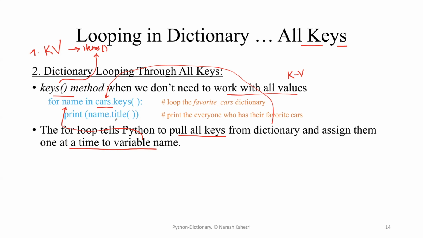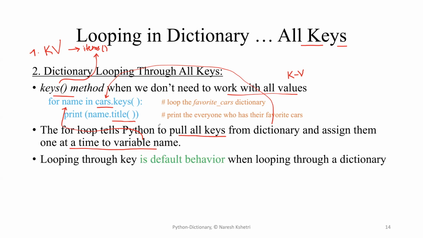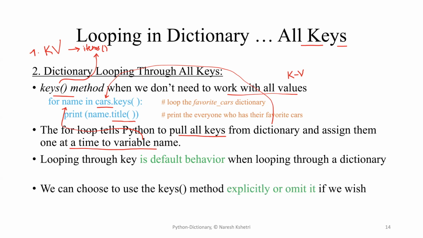We have used the title method here. You already know we can use upper or lower if you want lower case or upper case. This time it's title case. Looping through the keys is the default behavior when we loop through a dictionary. That means whether we use the keys method or not, it is the same thing. If we just use for name in cars, it works exactly like for name in cars.keys. So we can use the keys method explicitly, or we can omit it if we wish.